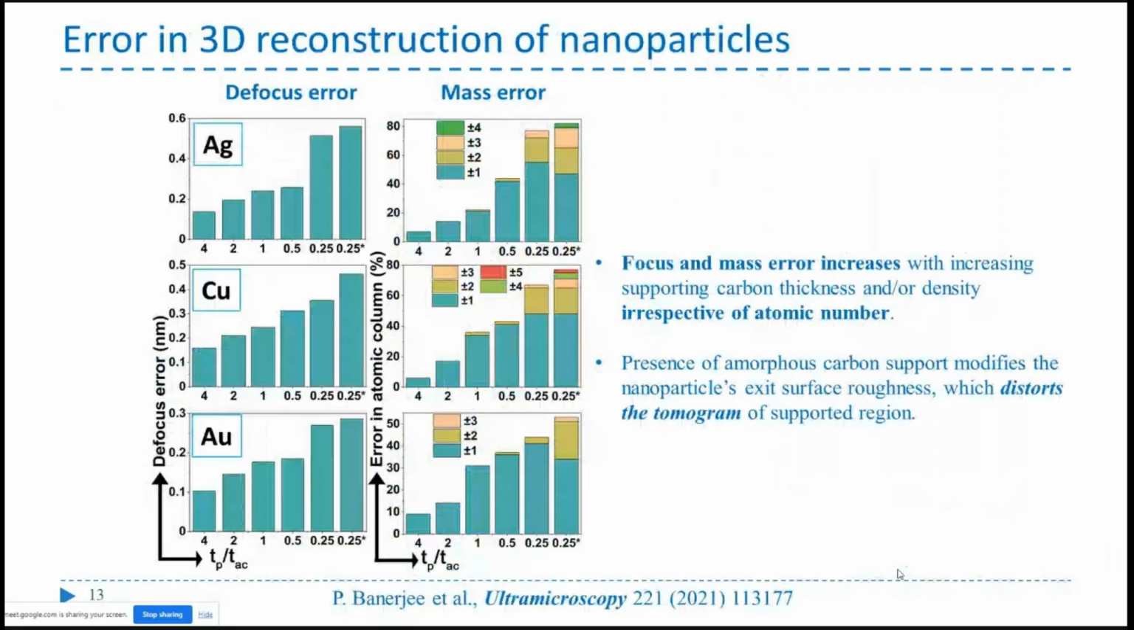Okay. Now we changed it. Instead of silver, we tried copper and gold, and we didn't see any change. So what is the take-home message? First of all, if we have carbon film thickness, it actually affects your inline 3D tomography reconstruction. So you cannot get the exact result. It actually distorts your tomogram. And the bottom surface geometry or focus, and mass, meaning atom count, increase with increasing carbon thickness, no matter what the atomic number of the crystal is. So these are the take-home messages of this.